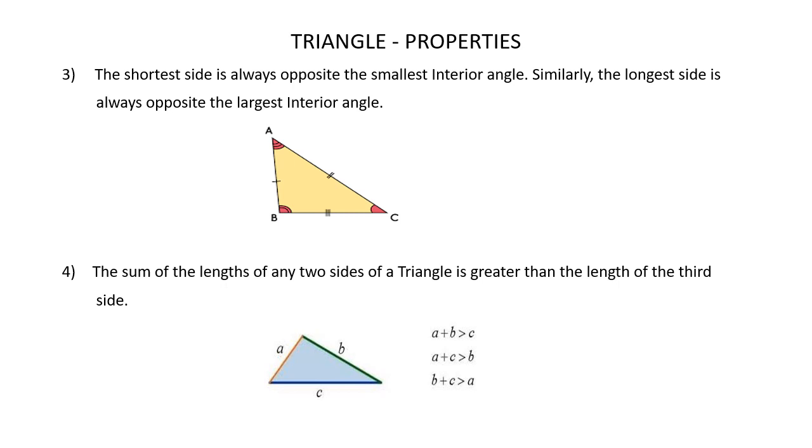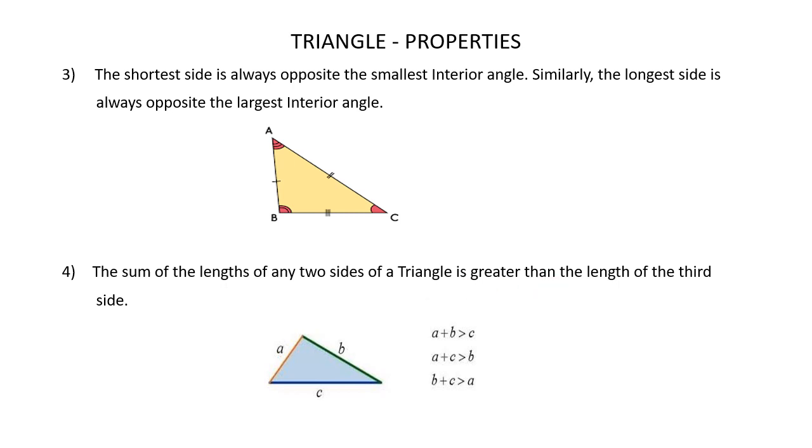Let's look at the next property of the triangle. The sum of the lengths of any two sides of a triangle is greater than the length of the third side. Look at this triangle. Here, the three sides of the triangle are A, B, and C. According to the property of the triangle, the sum of the lengths of any two sides of a triangle is greater than the length of the third side.